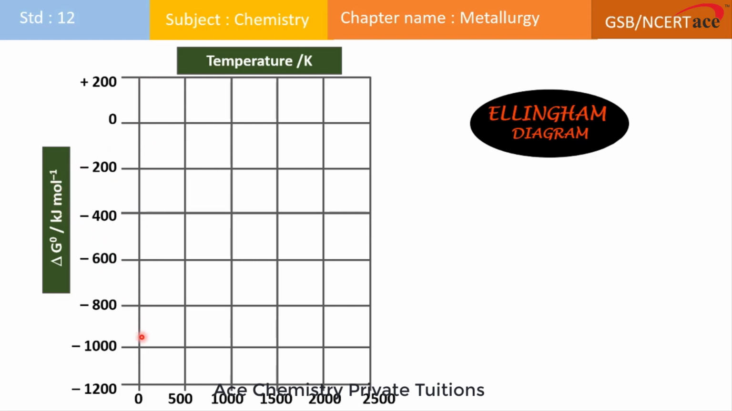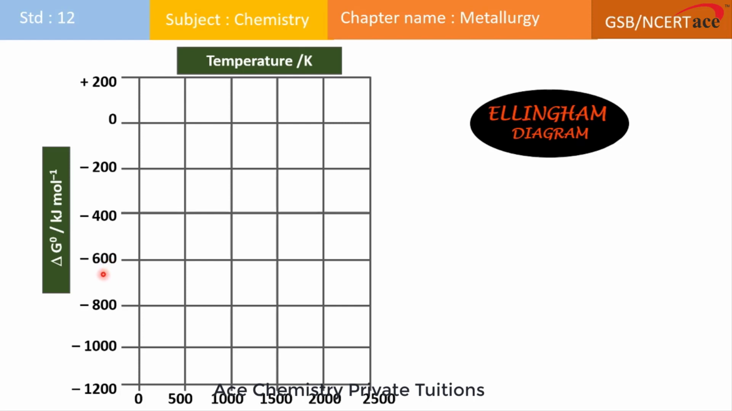Now on the y-axis, if you will see, there are three possible values. Some values are given as what? Negative, some values are given as what? 0, and some values are given as what? Positive. So a negative value of the delta G naught indicates stability of the oxides. If more is the negative value of the delta G naught, it means the more stable the oxide of the element is.